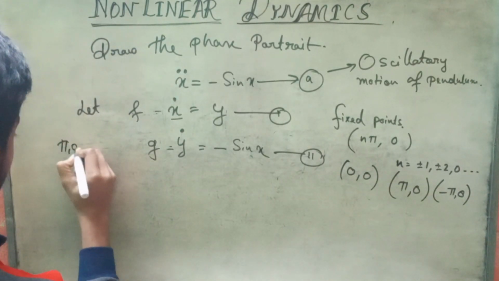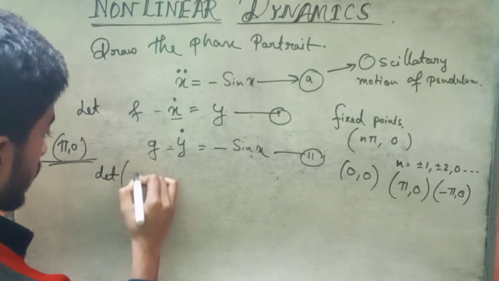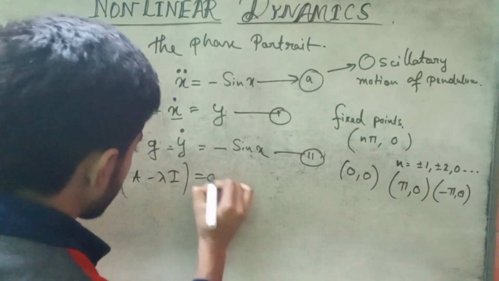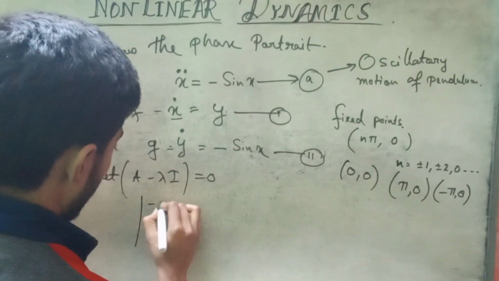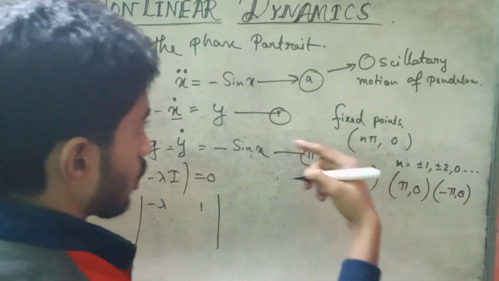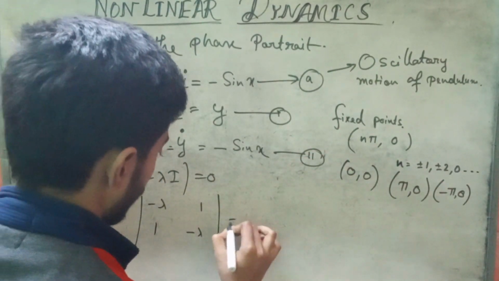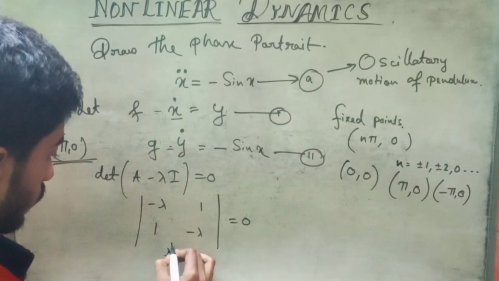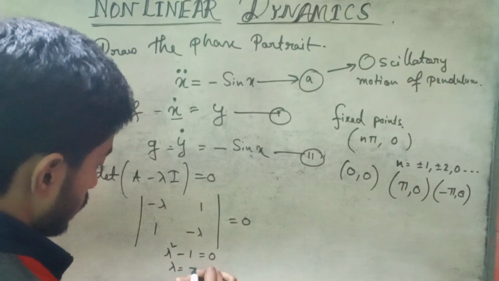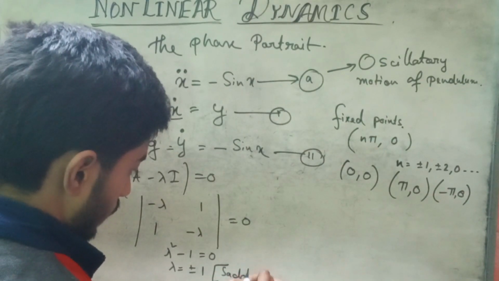Now consider pi, 0. Find the eigenvalue for pi, 0. So again, determinant of A minus lambda I equals 0. Now minus lambda, 1, cos pi which equals minus 1, so minus 1 times minus 1 is plus 1, and minus lambda, which equals 0. Now lambda square minus 1 equals 0. So lambda equals plus minus 1, right? So we can say that this is a saddle.